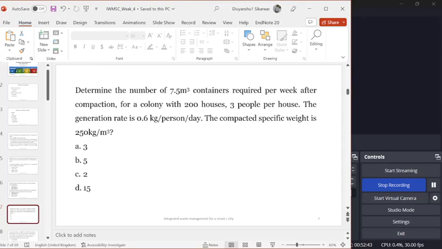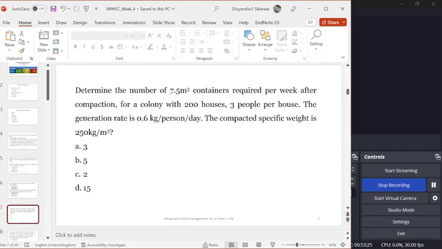For the next question, we have to determine the number of 7.5 meter cube containers required per week after compaction for a colony with 200 houses, 3 people per house. The generation rate is 0.6 kg per capita per day, and the compacted specific weight is 250 kg per meter cube. For this question, we have to calculate the number of containers. So first, we have the volume of the container. That means we need to calculate the volume of waste generated per week.